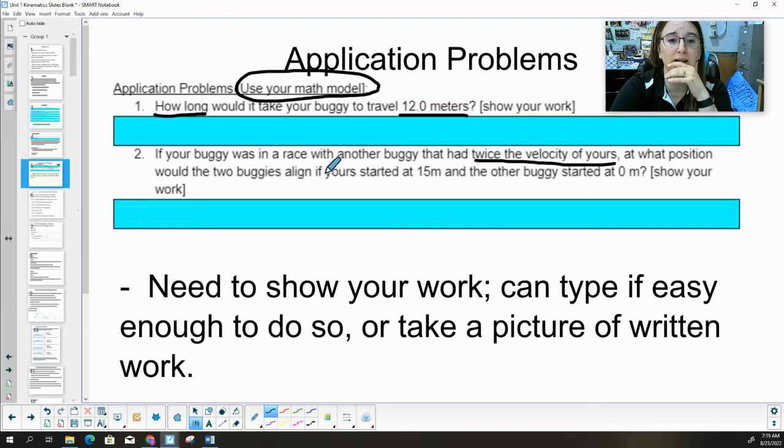At what position would the two buggies align if yours started at 15 meters and the other buggy started at 0? I might need to help you with this one, but I want you to try it in class with your group if you can. A hint is we want to know at what position their positions are the same. If I say what position would they align, I want to know, okay, when do they have the same position? So I'll help you with that one in class a bit tomorrow, but try it. And if you can't figure it out, that's okay. Don't need to turn your lab in today. It's not due until Thursday.